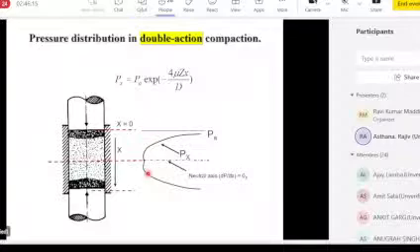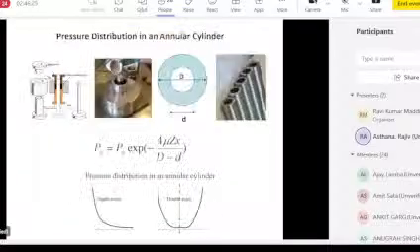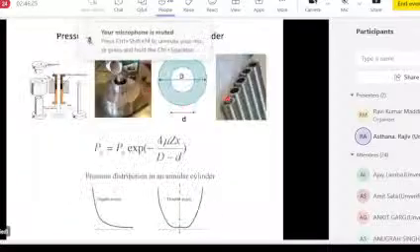In other words, the pressure gradient, the slope of the pressure distance curve, will be 0 at the mid plane here. So the same equation will tell you the pressure distribution for both single action and double action systems. And you can do the same kind of analysis for other shapes.